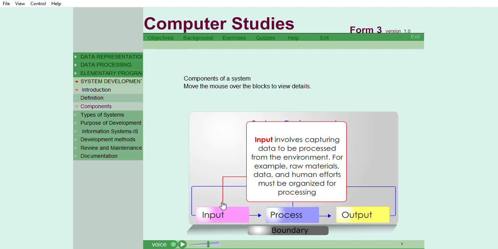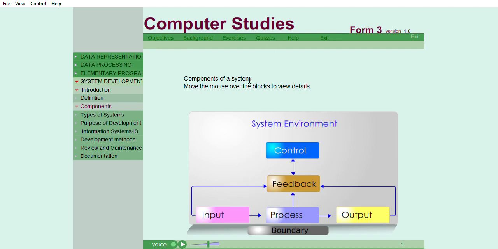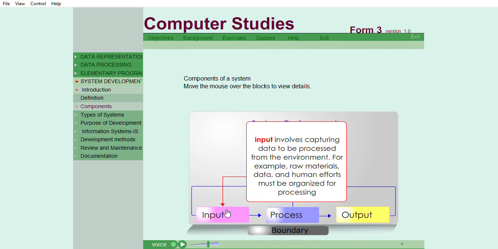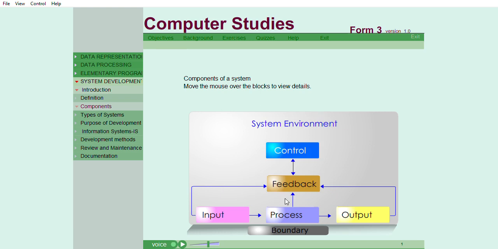Input. It involves capturing data to be processed from the environment. For example, raw materials, data, and human efforts must be organized for processing.